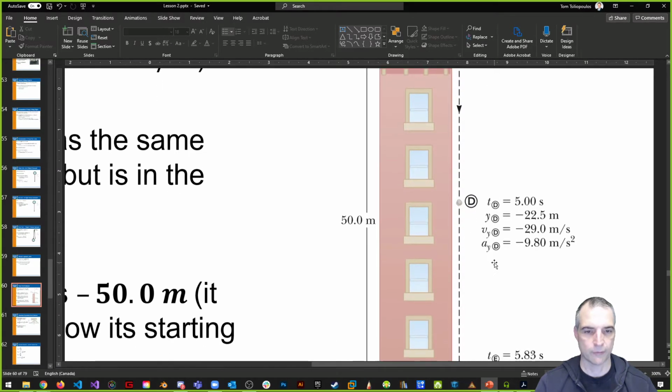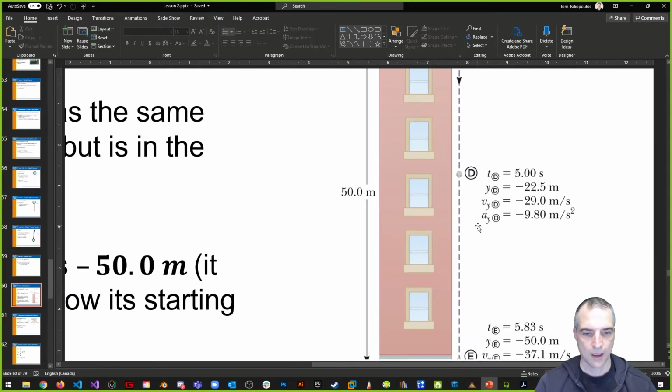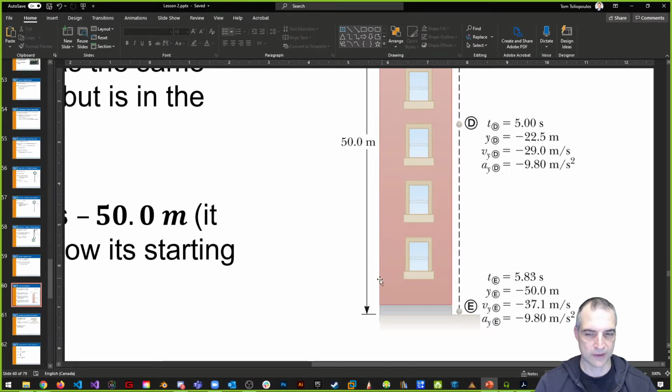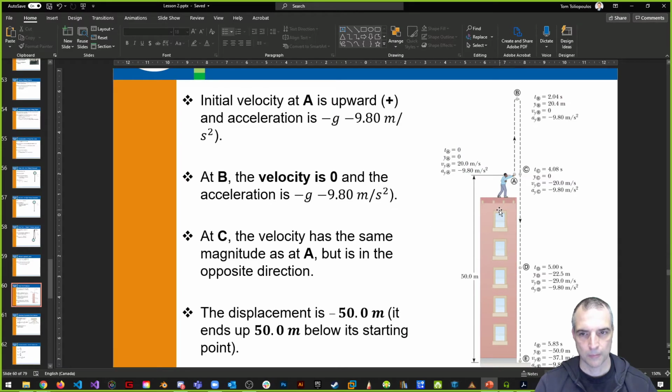And so in 5 more seconds, it's here. And in 5.83 seconds, based on the height of the building, it reaches the bottom of the building, or it hits the ground. And it hits the ground with a velocity of negative 37.1 meters per second. Wow. How do we figure that out? How do we do this? How do we figure out this motion? What equations can we use to figure this out? We can use the kinematic equations. And the kinematic equations are going to be using that one.